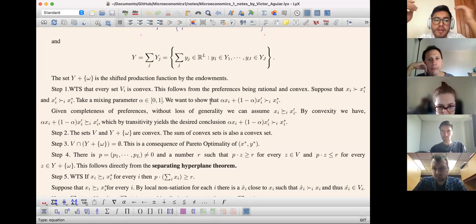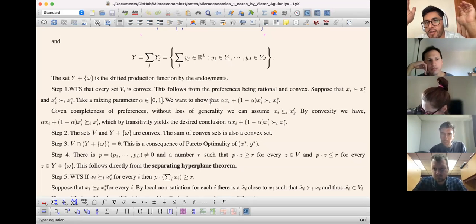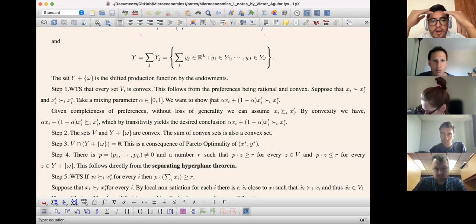By convexity, we have that this mixing of x and x prime is weakly above, right? Convexity, remember, is all about the upper contour set with weak preferences. So that's the only thing that this gives you. But transitivity yields the desired conclusion, right?